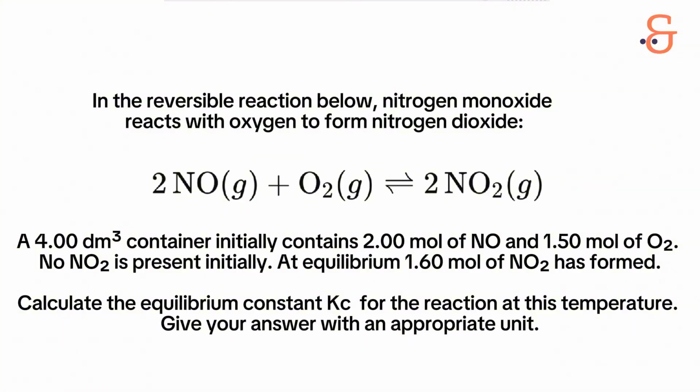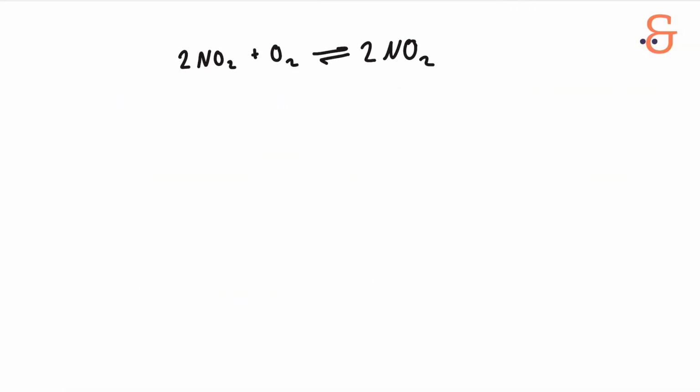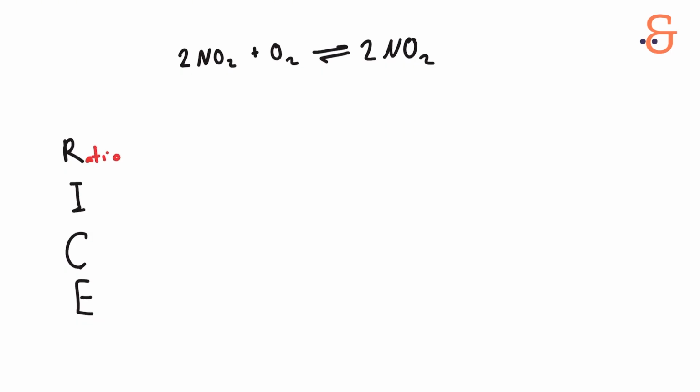So let's start off by writing out our equation. Okay, so now that we've got our equation written down, let's go ahead and draw our RICE table. Let's quickly remind ourselves: R stands for the ratio of reactants, I stands for the initial concentration, C stands for the change in concentration, and E stands for the concentration at equilibrium.